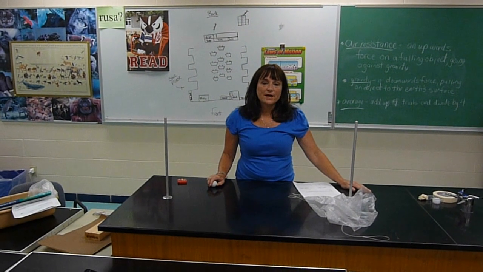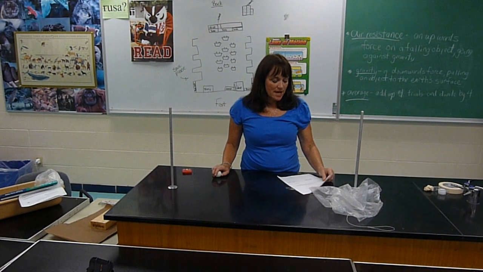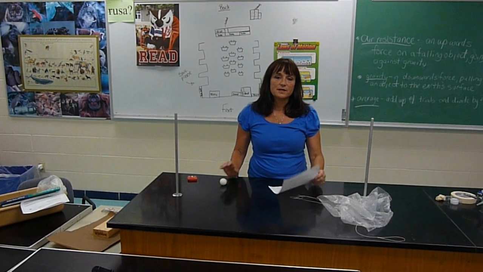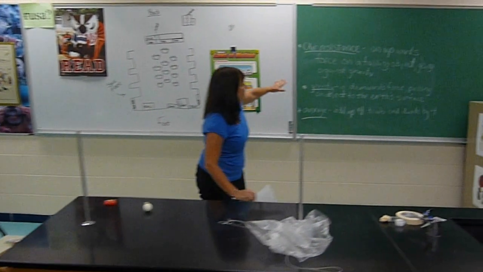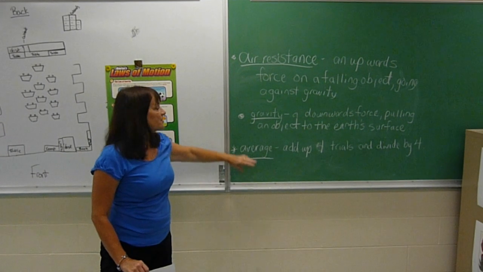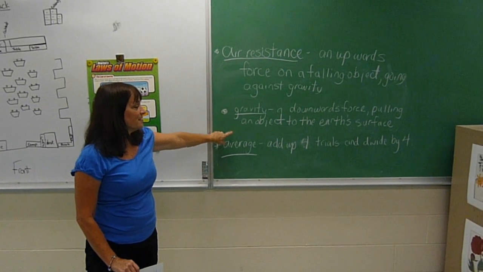Hi, this is a pre-lab video for the parachute lab. Today's lab is the parachute lab, and the purpose of this lab is to find the effect of air resistance on the speed of a falling ball. Just a reminder, air resistance is an upward force on a falling object going against gravity. Gravity is a downward force that pulls an object to the Earth's surface.